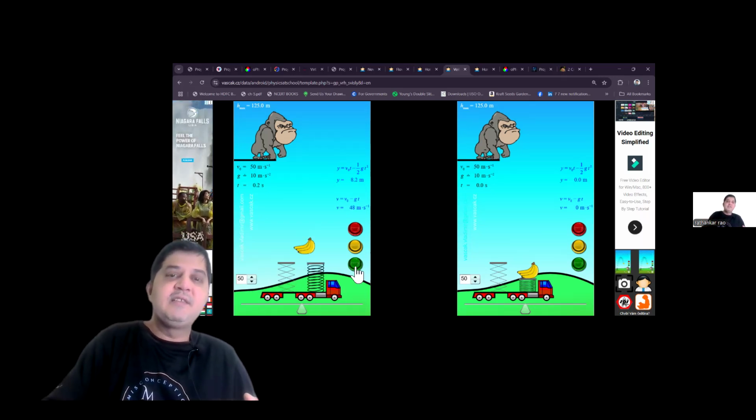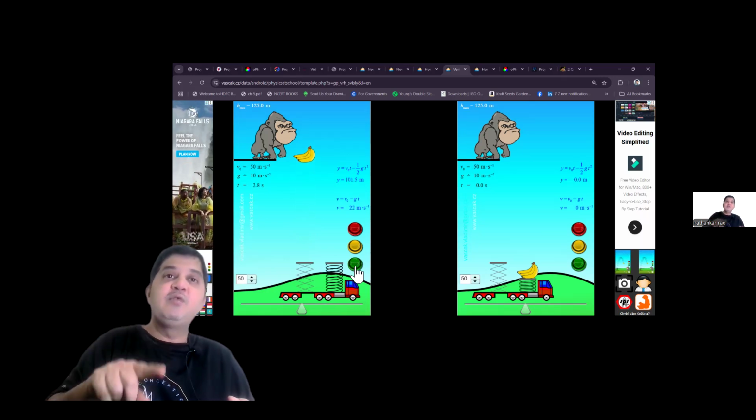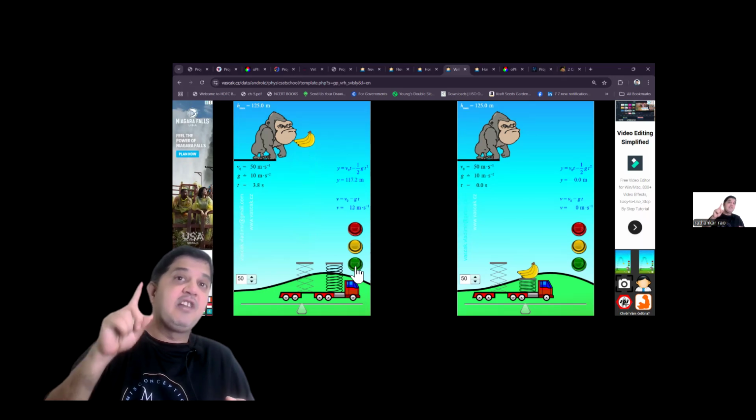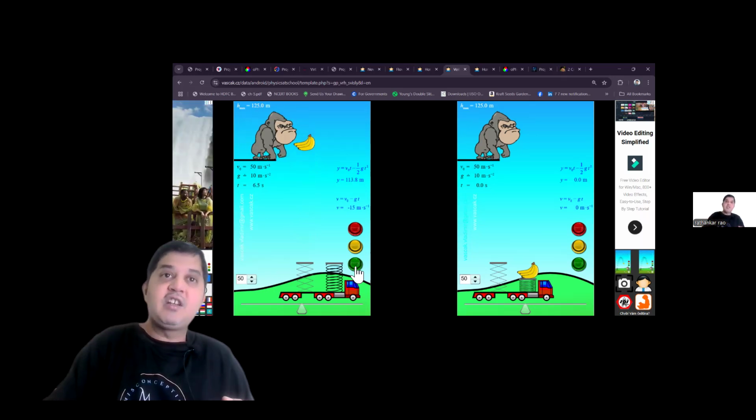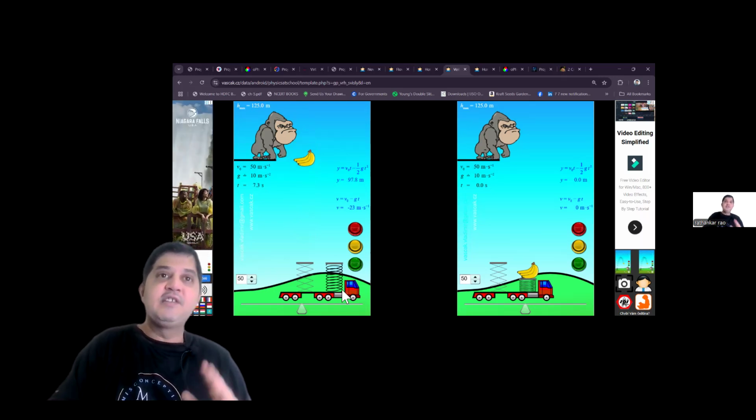Let me click on this. Now, as it goes upwards, you see, it is just going vertically upwards. It is not doing anything else, so it is not moving horizontally, though the truck has moved downwards, right? So this is what we need to understand.